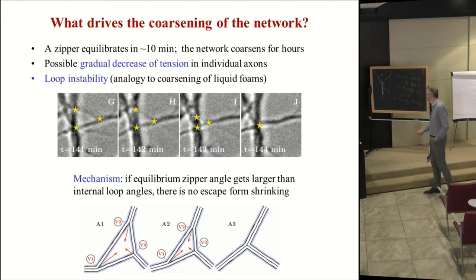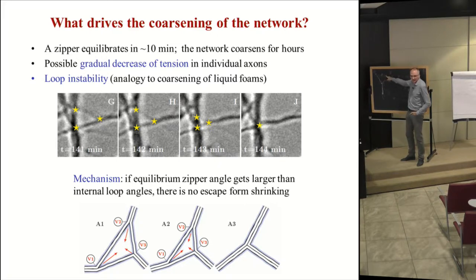So that's different from if you just have a single zipper, which would advance and stop at the equilibrium angle. But if you have a loop, because the geometry will be constant if all three vertices advance, it will not be able to get to the equilibrium zipper angle and will proceed to complete zippering, and elimination of the vertices.